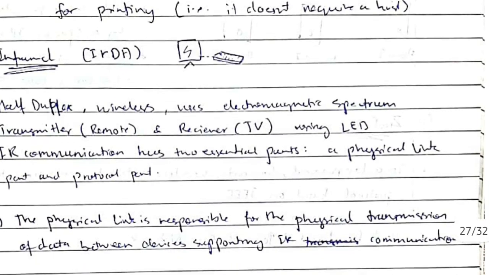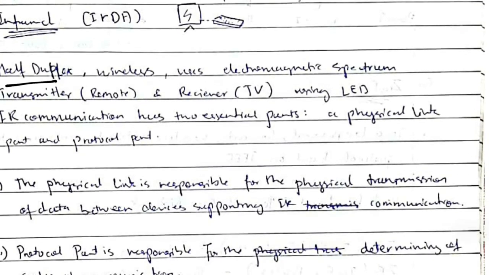So that will be used for transferring the data, and it is half duplex, meaning at a time you can only transfer from one end, and it is wireless, and it has two components, the transmitter and the receiver, and it has two communication paths.